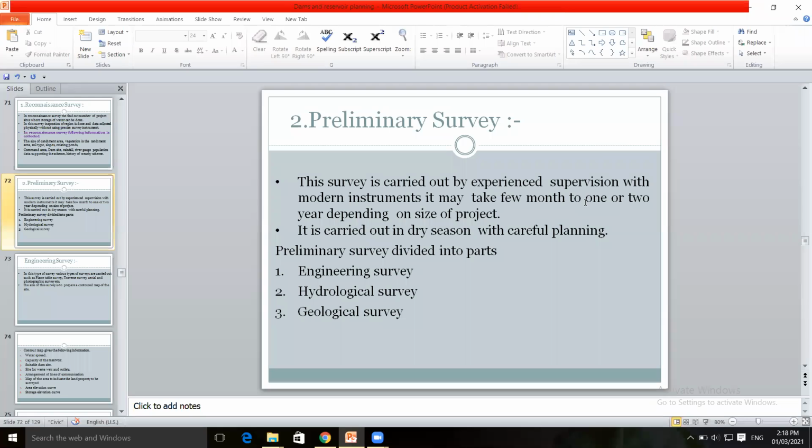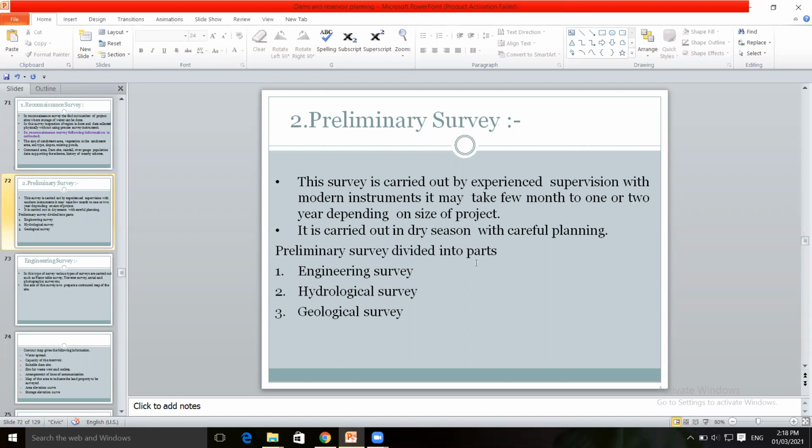It depends on the type of dam, purpose of the reservoir, purpose of construction of the dam or reservoir. This survey is done in the dry season with careful planning, in the summer season or in the winter season. The season is decided depending upon the data to be collected. With careful planning, the data is recorded, the information is collected.